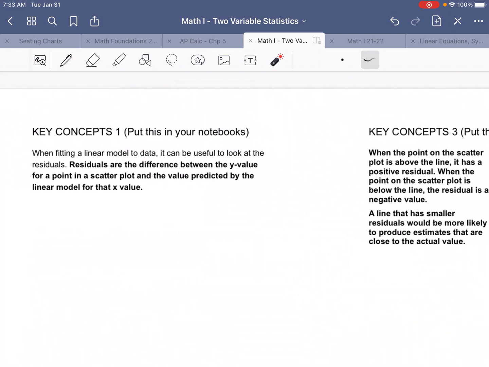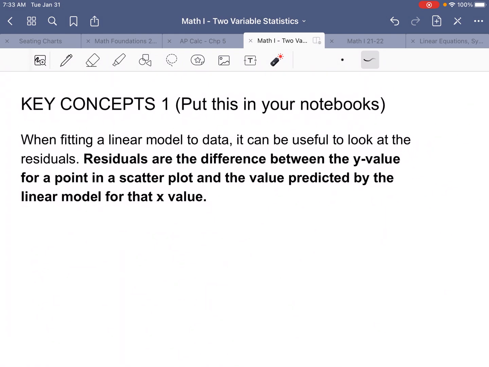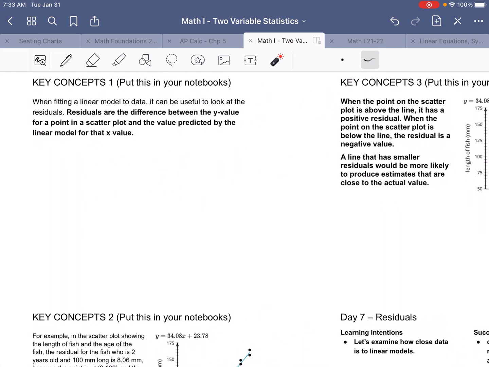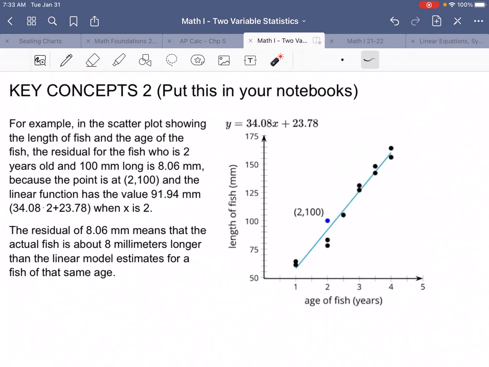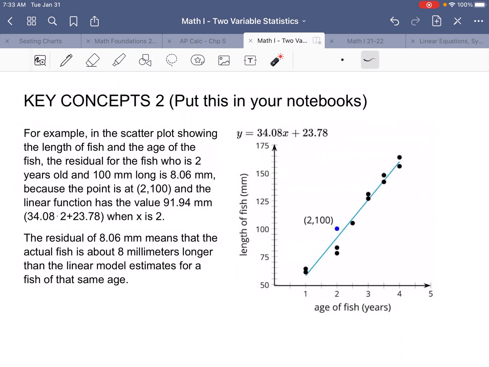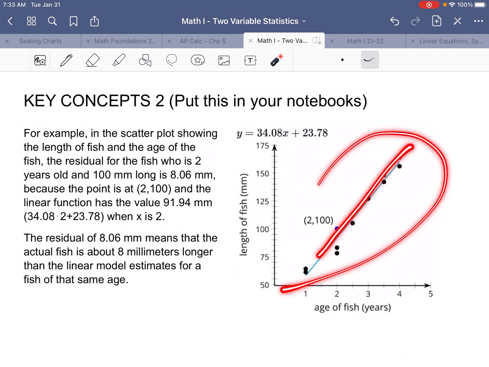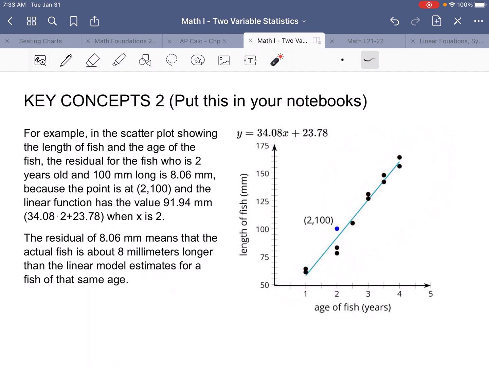So first of all, when we talk about residuals, they're the difference between the y value for a point in a scatter plot and the value predicted by the linear model for that x value. What that means is if you take a look at this, we have our linear model, and then each of these points is somewhere close to it.